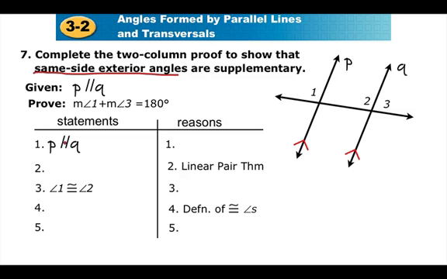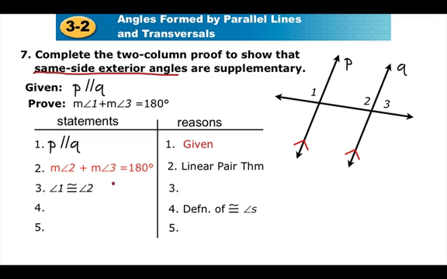So here we go, statements. The first statement is P parallel to Q. That one's no problem. The reason is given. Statement for number 2. Notice that they give you the reason is linear pair theorem. So what linear pair angles do you see here? 2 and 3. So that's why we have, under the statements for number 2, the measurement of angle 2 plus the measurement of angle 3 equals 180.